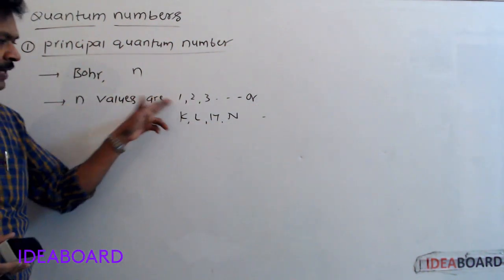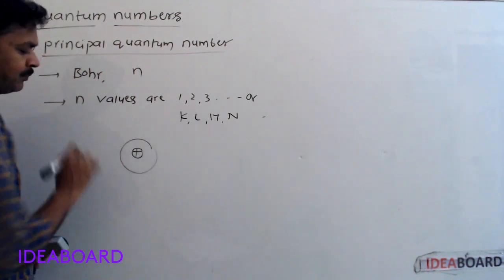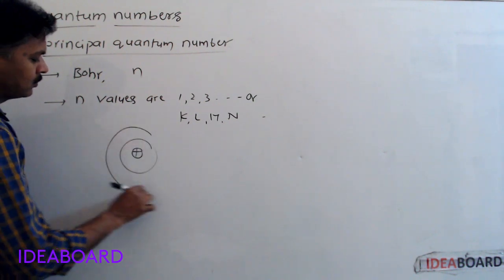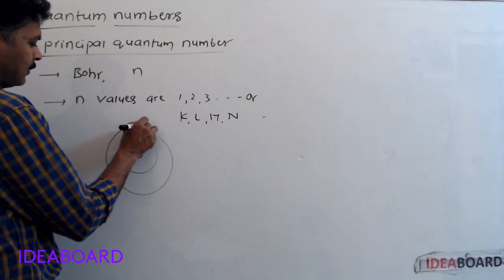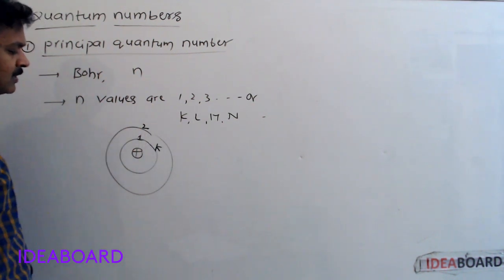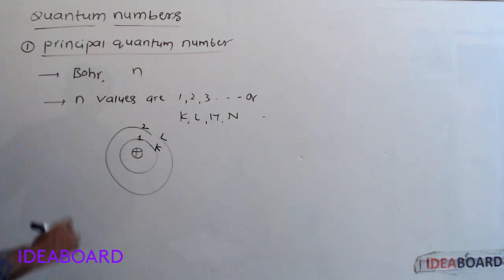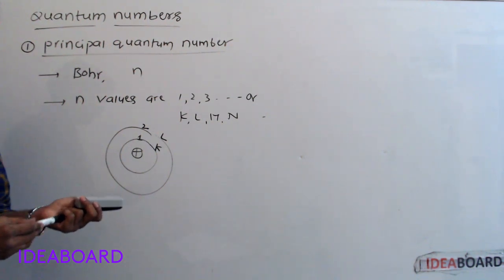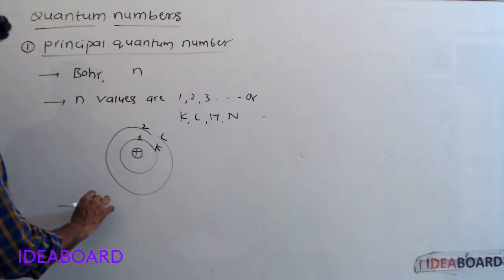n equal to 1 means the electron belongs to the first orbit. If n is equal to 2, the electron belongs to the second orbit. n equal to 1 or K means the first orbit; n equal to 2 or L means the second orbit. So n gives which orbit the electron belongs to.